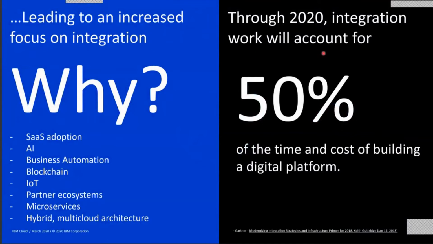All of this leads to a new focus on integration. And as IBM and Gartner and other companies have identified, the points on the bottom left are driving this. So SaaS adoption: most of us have some kind of SaaS applications we're using today. If it's not in our personal capacity, then definitely in our corporate capacity. Artificial intelligence is playing a massive role today. It's bigger and bigger. That's automation.